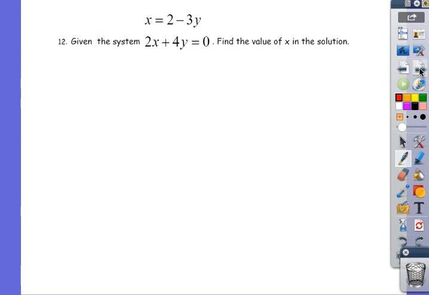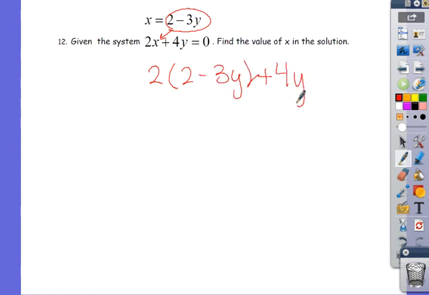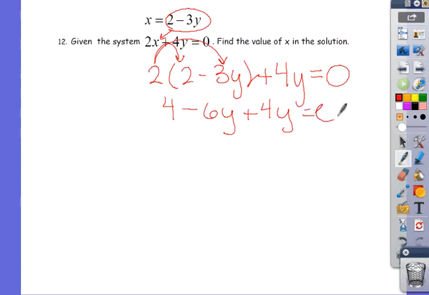Okay? So, if x is this, we're going to plug this in for x. So we have 2 parentheses, 2 minus 3y, plus 4y equals 0. Distributive property: 2 times 2 is 4. 2 times negative 3y is negative 6y. Bring down the plus 4y equals 0. Combine like terms, so bring down this 4 for right now. Negative 6y and a positive 4y is a negative 2y.